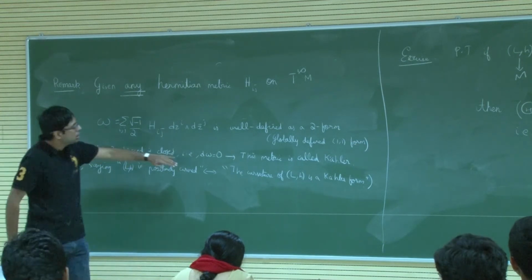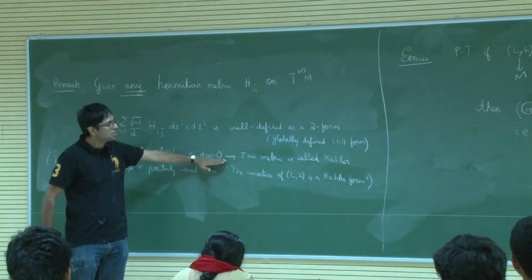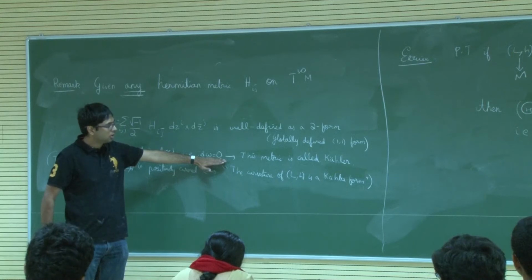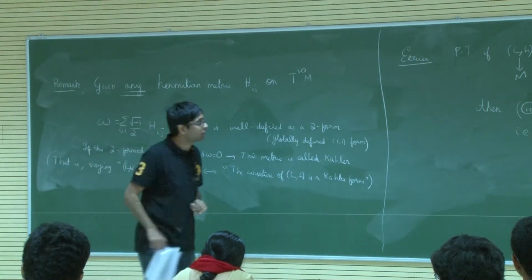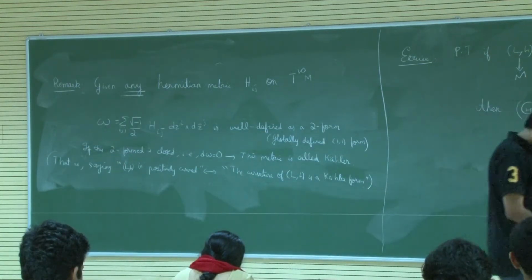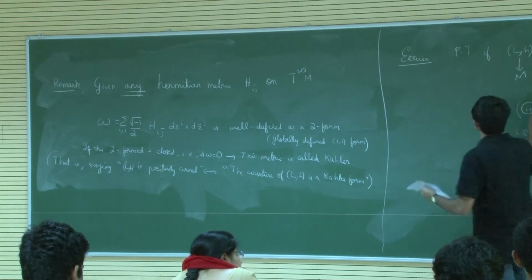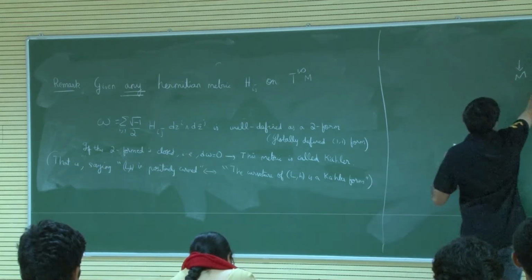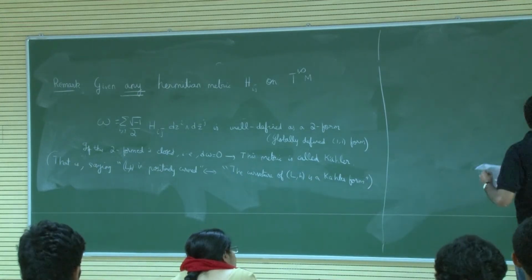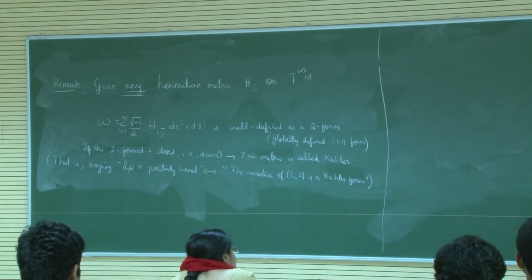Why would anyone think of d omega being 0, right? That seems like a very random condition. But it's not that random. This exercise we will do tomorrow for sure, even if you haven't thought about it. But I want you to think about it, so I will give this as an exercise. Move on.